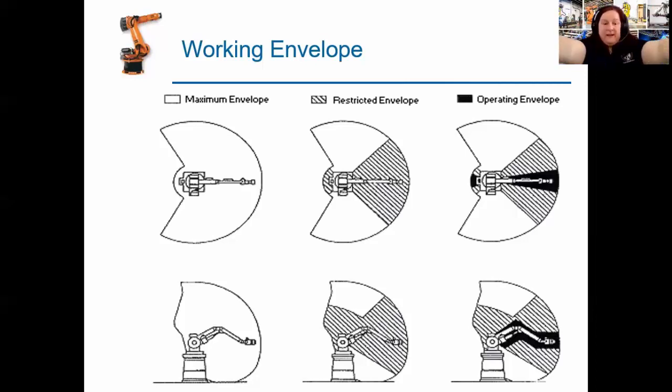Maximum envelope: whatever I can hit. Restricted envelope: the one I really work in, and operating is where I perform the best. And if I do the program, that's the one where I can actually work. You can see it in 2D in the 3 images on the top, and in the lower images you can see that it's actually a 3-dimensional thing, and much of it is related to how that robot is designed and how it works.